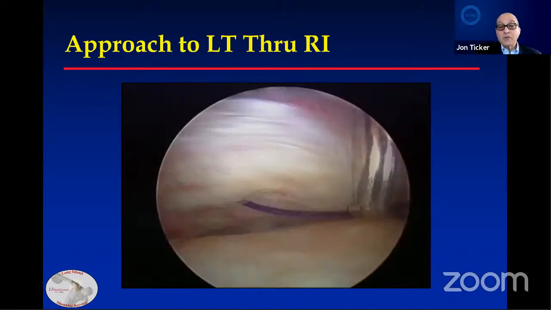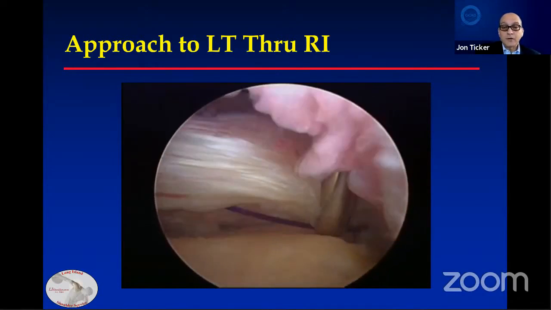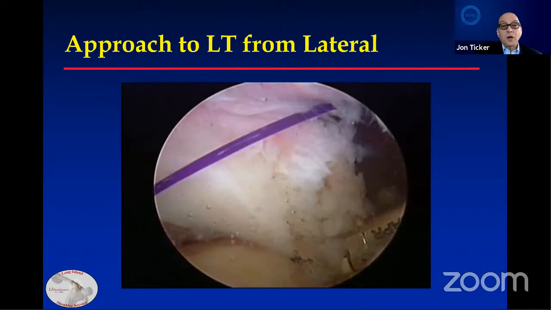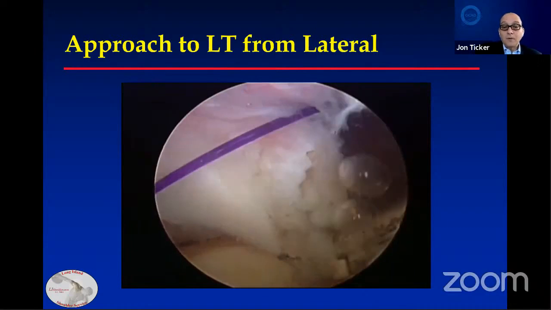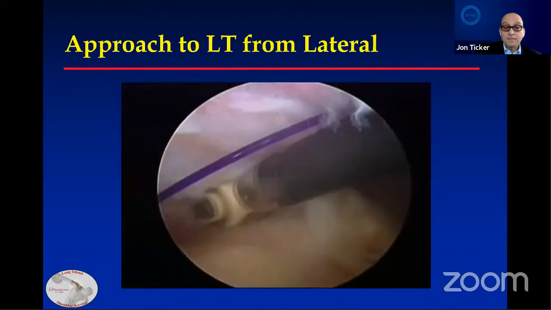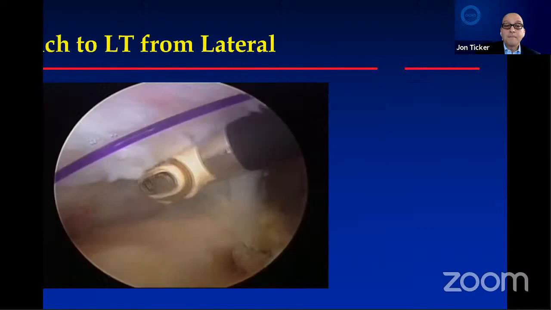I'm going to have to place anchors. You can use other techniques like tunnels, but in this case, I'll demonstrate a single row anchor technique, one more inferior, one more superior on the lateral aspect. You can also come from more lateral. The wand is in the biceps groove. I'm releasing scar tissue here to expose the inferior aspect of the lesser tuberosity.